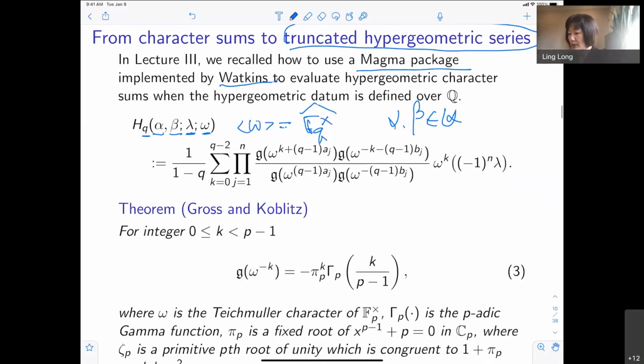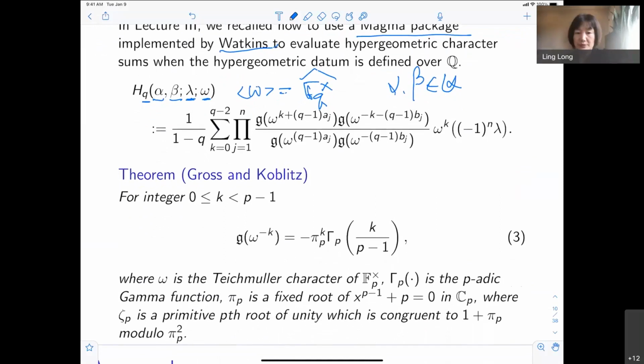So what we use is the Gross-Koblitz formula. It says, if you fix your p, and fix the pi_p, which is a root of the equation x^(p-1) + p, then the p-adic valuation of pi_p is going to be 1/(p-1). And if you also choose your primitive p-th root in a way which is consistent with the choice of pi_p, then you define the Gauss sum.